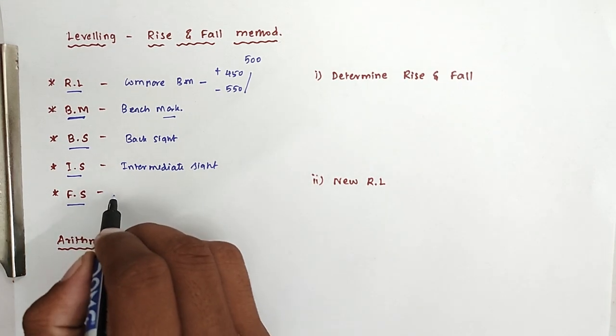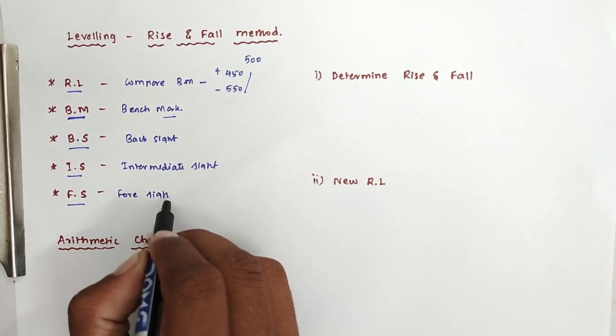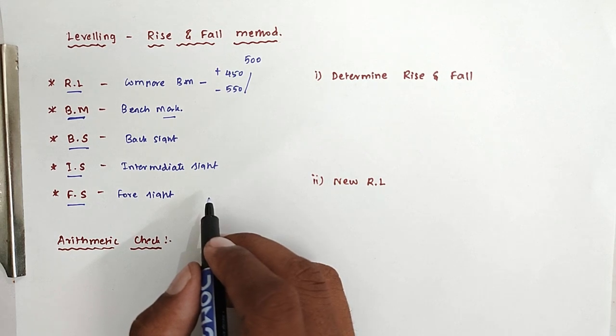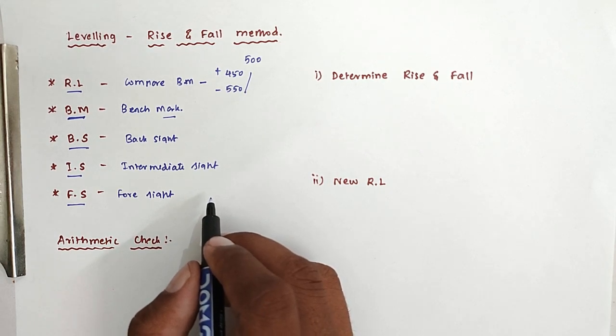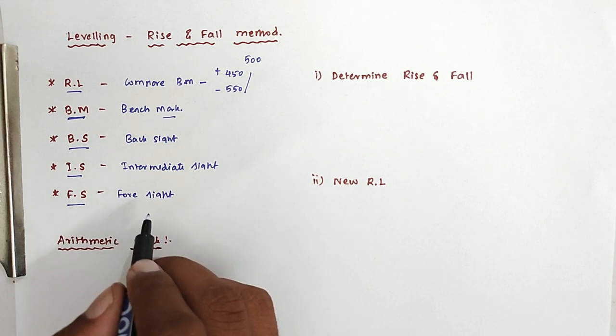Okay, then FS, that is foresight. This is the last reading point after setting the instrument. After the foresight point, we can shift the instrument or we complete the leveling process. Okay, so these are all the basic terms we have to know before entering the rise and fall method.